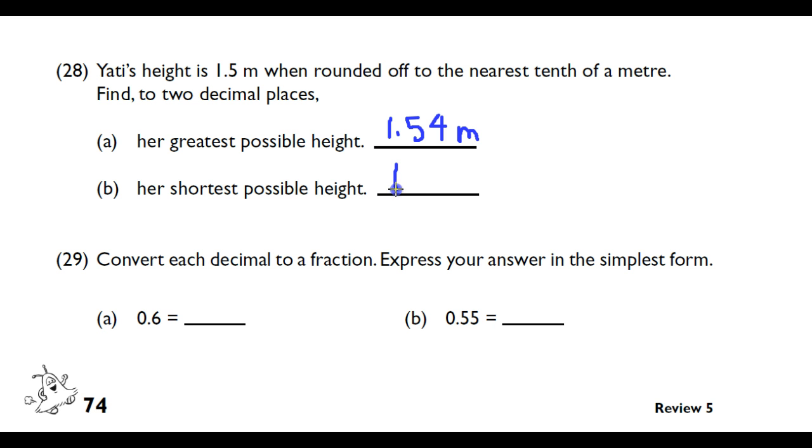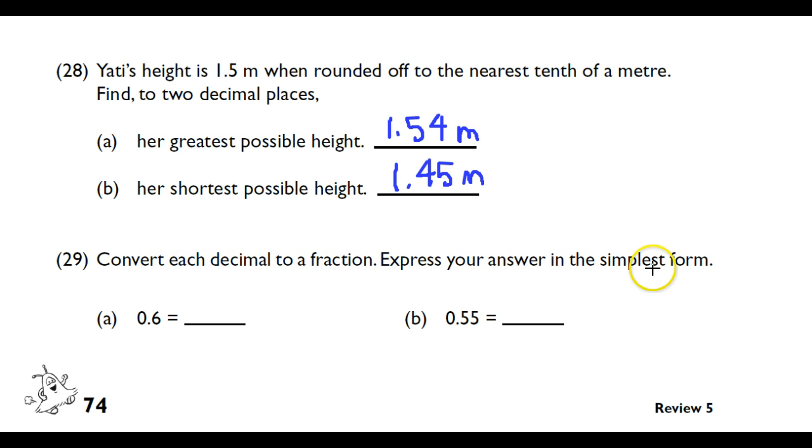The smallest number will be 1.45 meters. If this is 1.44, then it will be rounded down to 1.40. But since it's 1.45, 45 is nearer to 50, so it's rounded to the 50 here, 1.5.